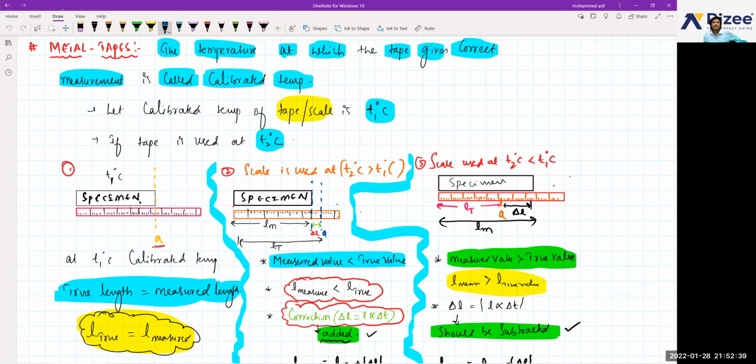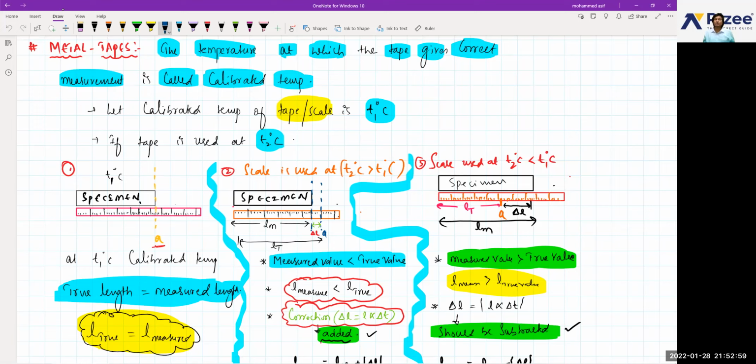Listen once again. We are manufacturing the metal tapes, beta. The temperature at which the tape gives you the correct measurement, we call it the calibrated temperature. Say I am the manufacturer of some tapes, manufacturing the tapes at T1 degree centigrade. Say I have a company in India, manufacturing scales which I can export to other countries like Dubai, Canada, anywhere, with higher or lower temperatures.